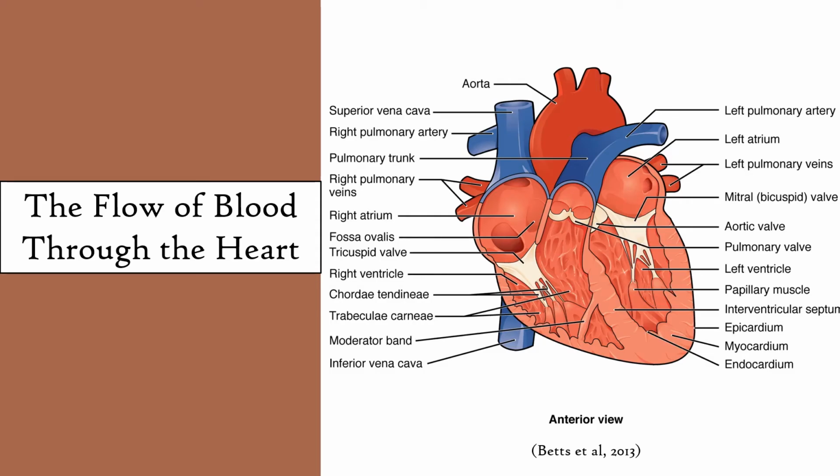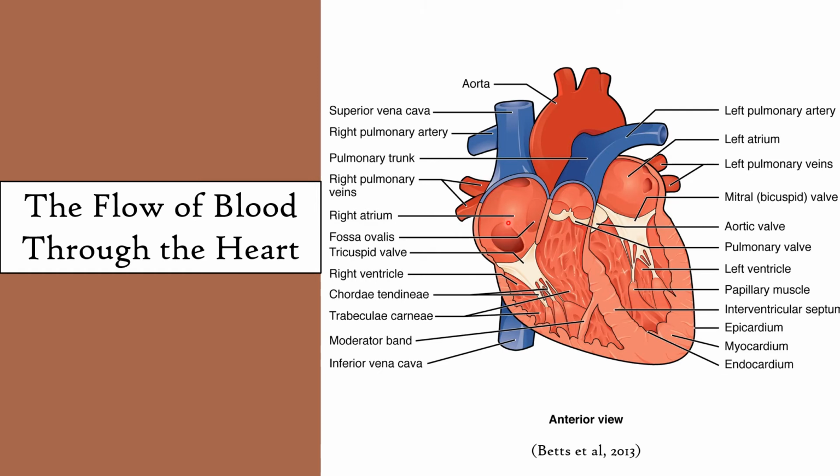So here I have a diagram of the heart which shows the parts that help make up this organ. Here is the superior vena cava at the top of the heart, and then the inferior vena cava is at the bottom. Blood from the superior and inferior vena cava flow into the right atrium with deoxygenated blood. The superior vena cava brings blood from the upper body, while the inferior vena cava brings blood from the lower body.